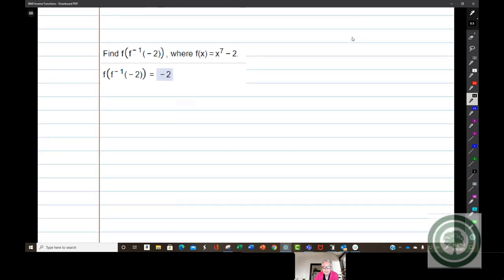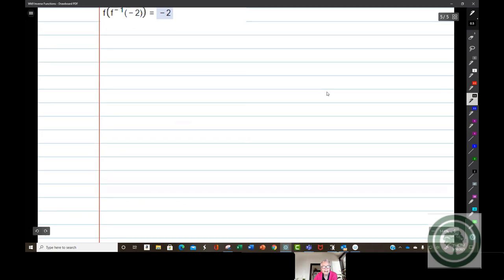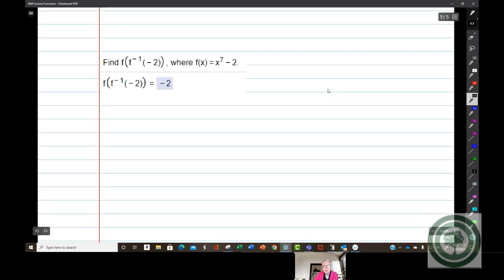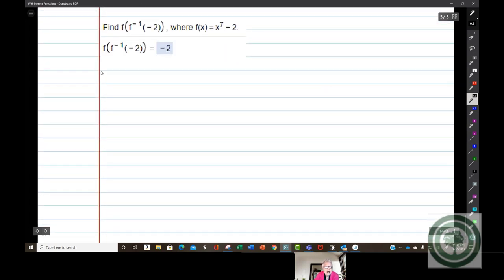Now, finally, is this a finally? Yes, it is. Very last problem. Find f of f inverse of negative 2, where f of x equals this. Okay, well, let's find f inverse and work on it. F inverse, well, no, we don't do that yet.